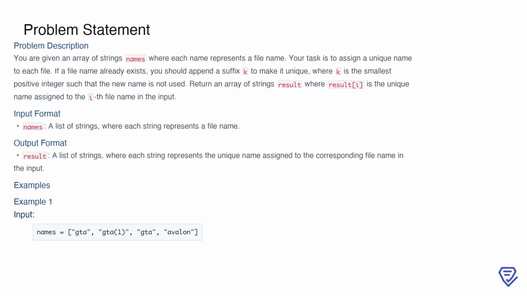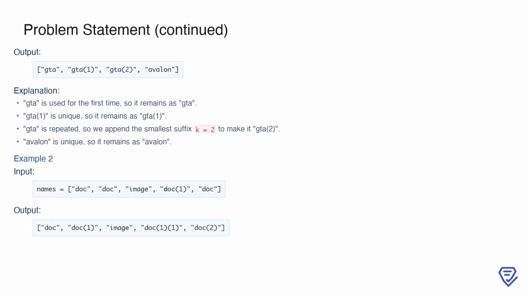For the input, you'll receive a list of strings, and the output will also be a list of strings representing the unique file names. Let's look at an example to better understand how this works. Suppose the input names array is gta, gta(1), gta, avalon. The output for this example would be gta, gta(1), gta(2), avalon.